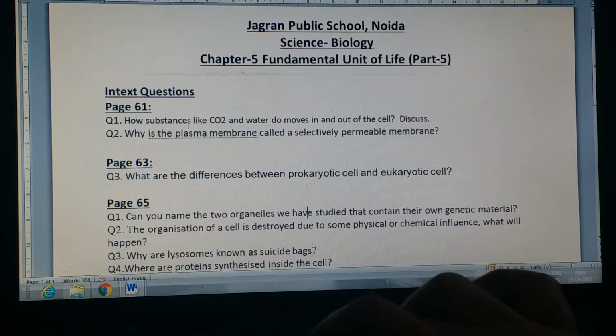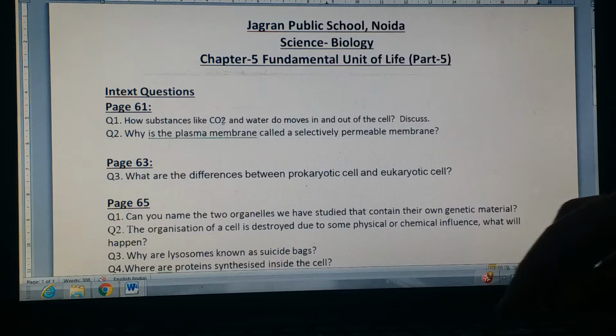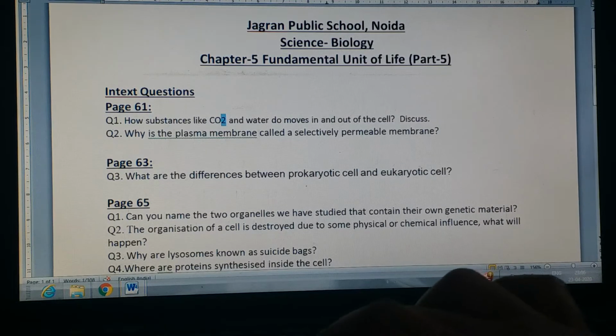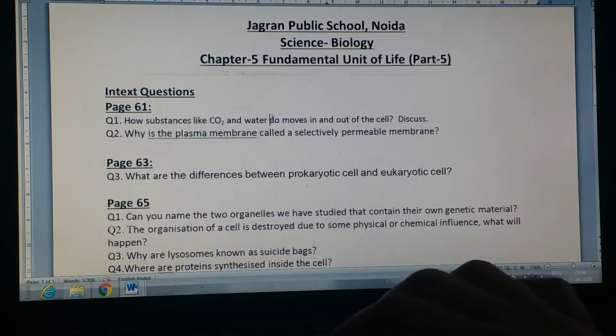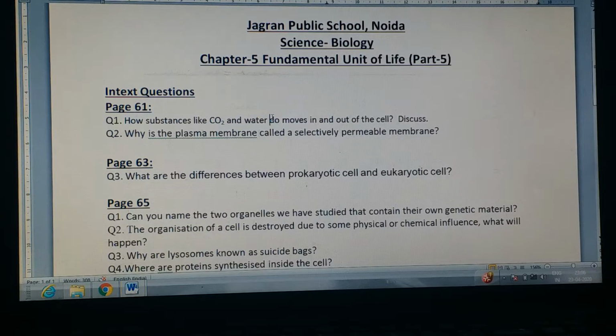How do substances like CO2 and water move in and out of the cell? So what happens? Substances like CO2 move in and out of the cell by the process called diffusion.